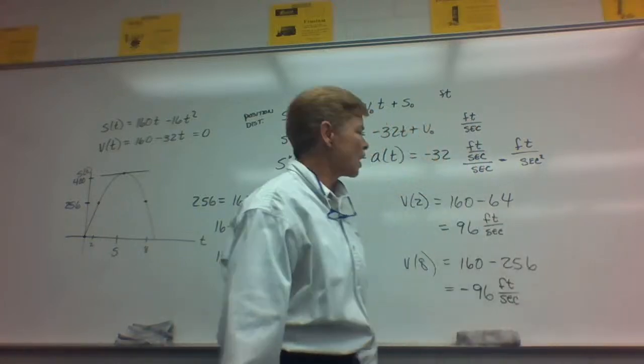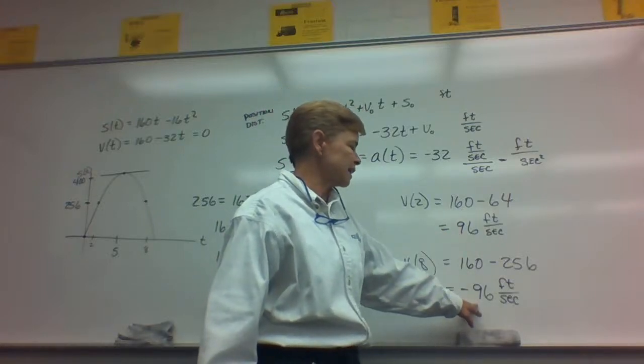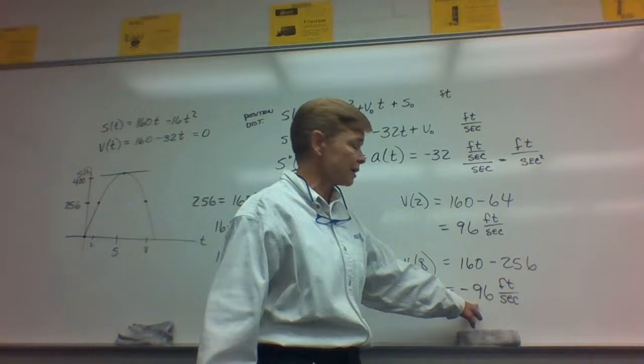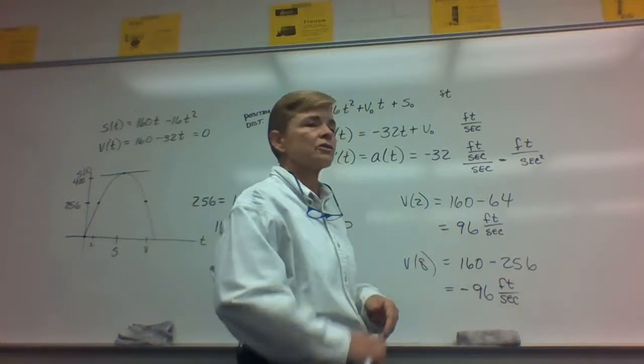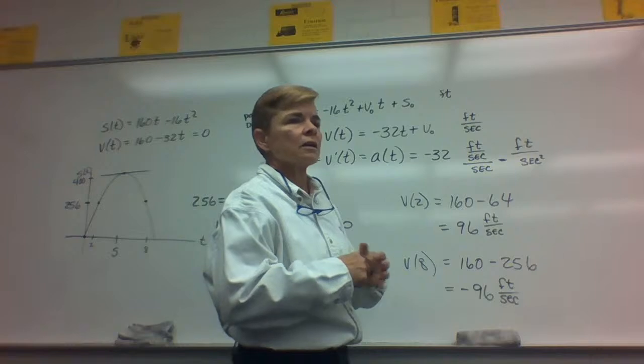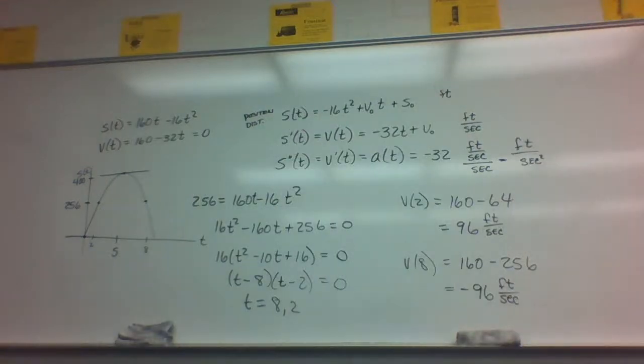So its velocity is 96 feet per second on the way up at 256. Its velocity is negative 96 feet per second at 8 seconds on its way back down, and its speed at either one of those locations is 96 feet per second. Next question.